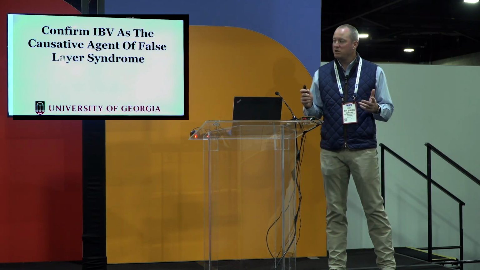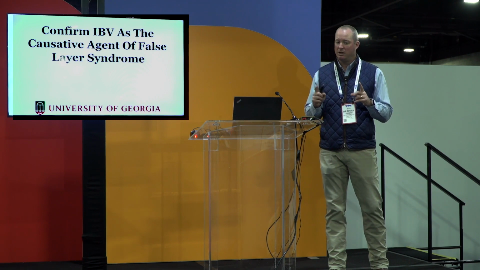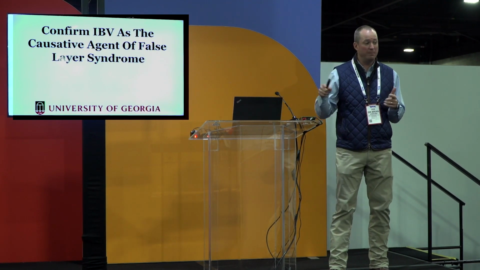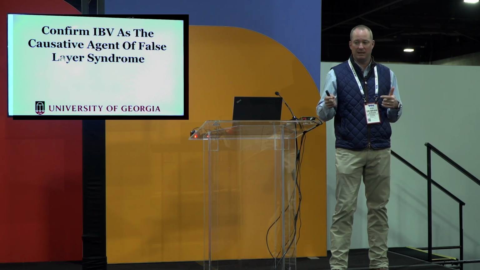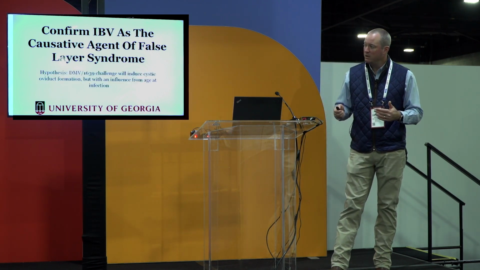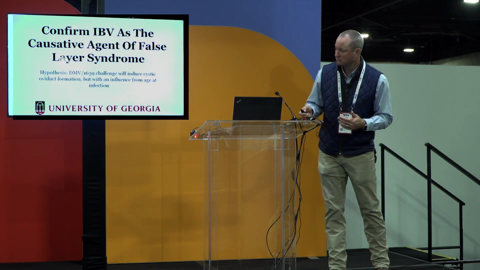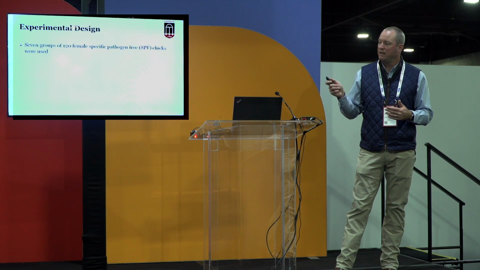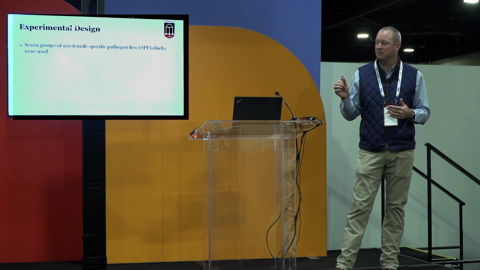So we divided this project into two stages. First, we wanted to confirm that bronchitis was actually the causative agent of false layer syndrome, and in particular, this DMV 1639 strain that we suspected but didn't know for sure. So to do this, we got 7 groups of 120 SPF chicks.